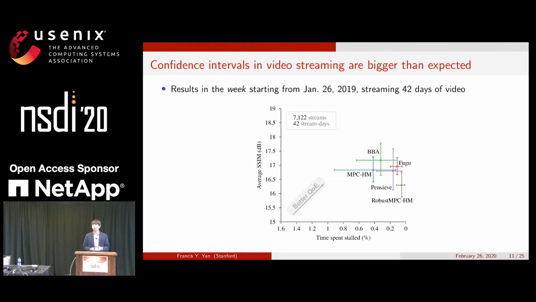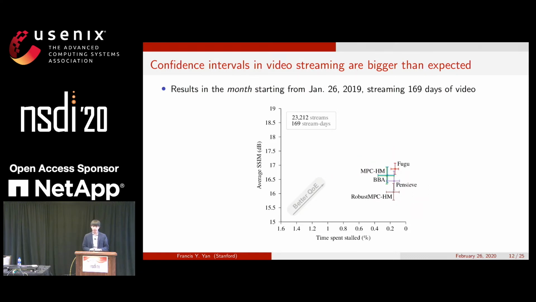After a week, we collected 42 days of video. As you see, the confidence intervals became smaller, but not enough. Let's look at the scheme MPC-HM. Its mean stall ratio is about 0.4%, but the confidence interval ranges from 0.1% to 0.9%, twice as large as the mean value. So we continue the experiment.